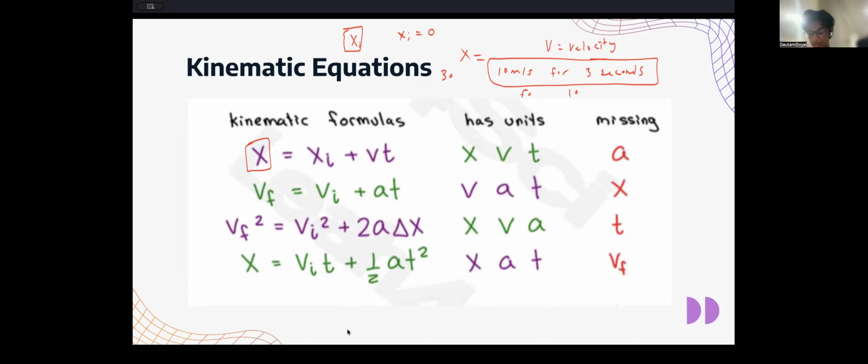If Bob is going 10 meters per second for 3 seconds, we know 10 meters per second is the velocity, because it's meters per second. And 3 seconds is the time. You see how that correlates to this equation? 10 meters per second times 3 seconds is equal to 30, so we already know that this is part of the equation.